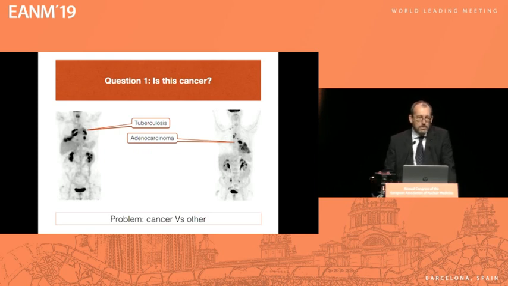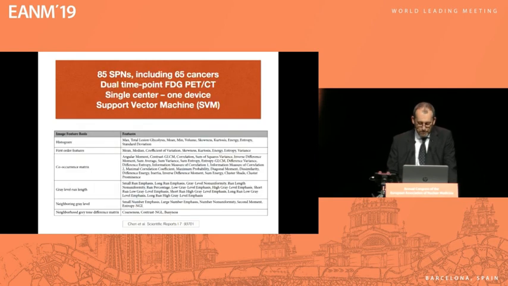So, first question, a very simple, basic question: is this cancer? When you look at these images, you've got two patients with a hot lung lesion and several lymph nodes. You cannot really tell the difference between this infectious disease and this cancer, adenocarcinoma. When you are speaking of artificial intelligence, whether it's simple machine learning or deep learning, essentially you've got to put forward a problem, a question. So the problem here to solve is: is this cancer or is this something else?